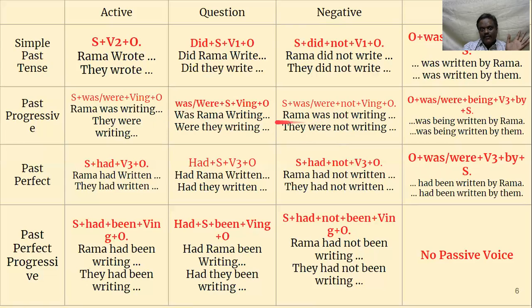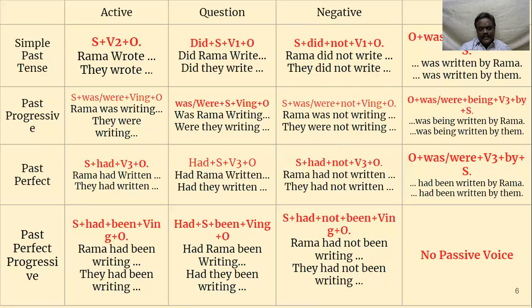In the same way, negative: the helping verb is already there, so we don't need to worry. Rama was not writing a letter. They were not writing a letter. Once again, same present tense formula only: be form plus being plus V3. There we use is, am, are, but here we use was, were. So a letter was being written by Rama. A letter was being written by them. Letters were being written by them.